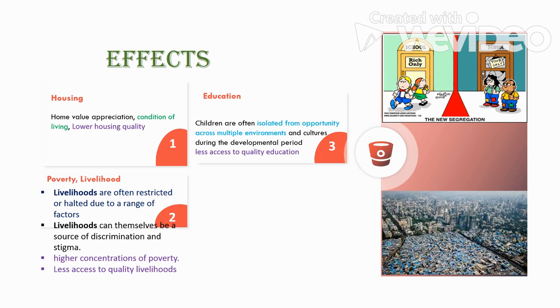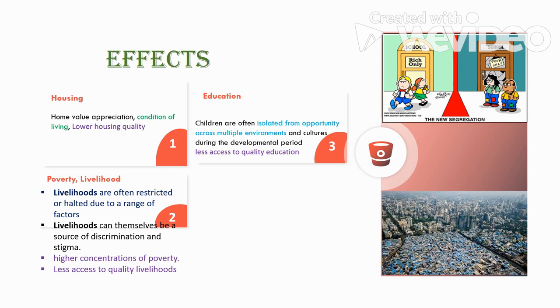Then there is less access to quality education. Now again, in this picture over here, do you think that the schools in the segregated zones, in the various slums, can give quality education? So you have the answer.